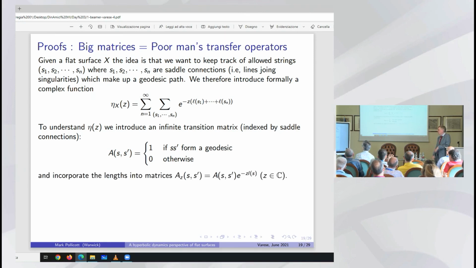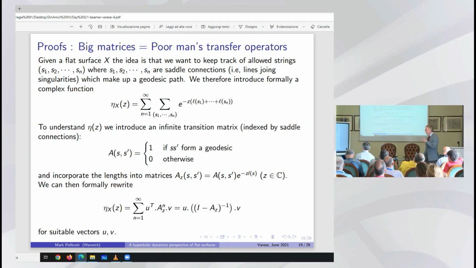And then what you want to do is incorporate some information about the geometry. That's the lengths of the saddle connections. So you take your matrix and you stick in the values which are exponential minus the length of the saddle connection according to one of the axes. And maybe put a complex variable in as well. And then what happens is that if you have some sort of complex function which keeps track of the lengths of zigzagging geodesics, then you can write it in terms of this infinite matrix.